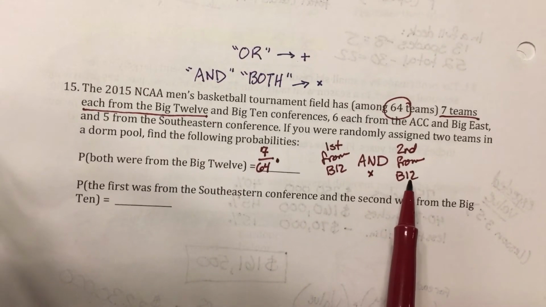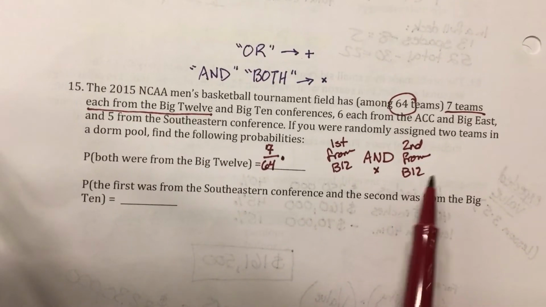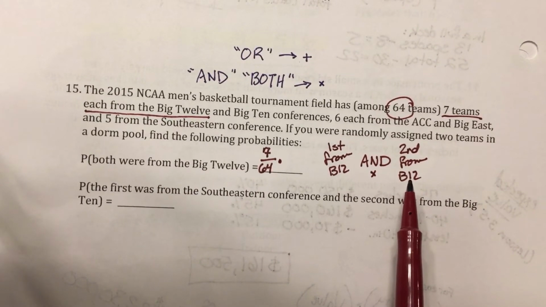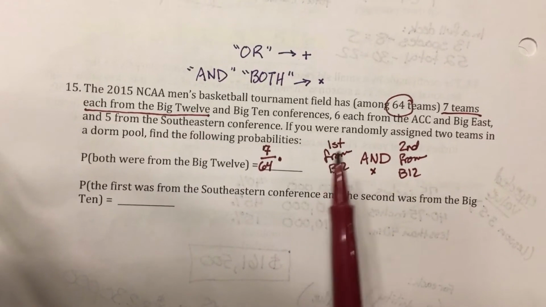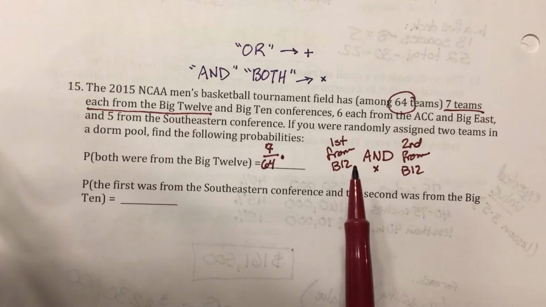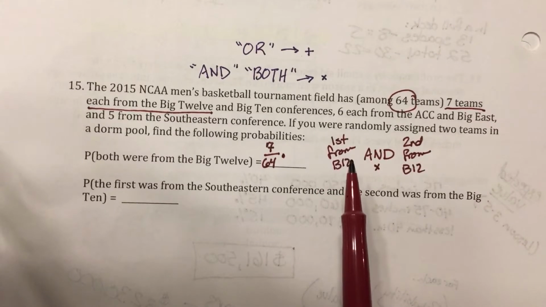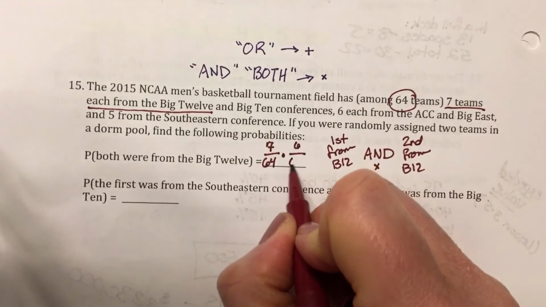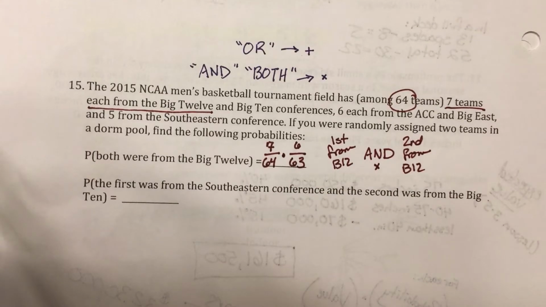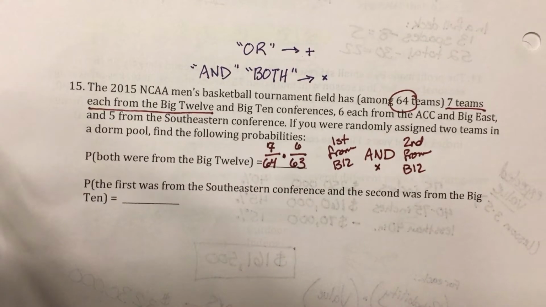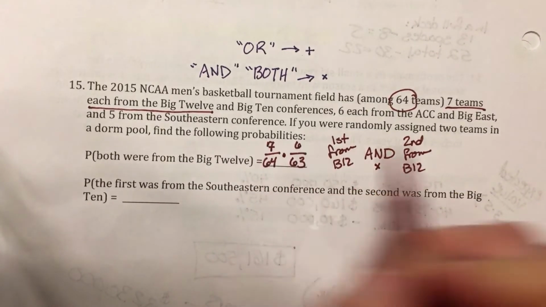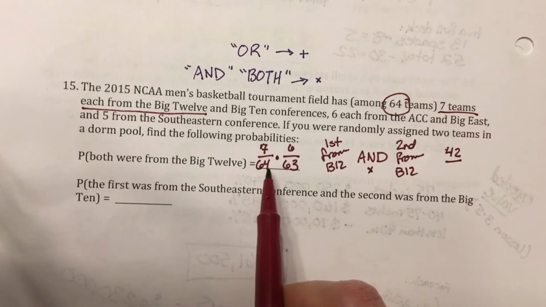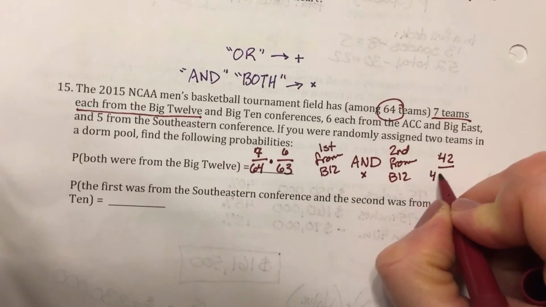Now we want the second one to also be from the Big 12. So I need the probability that a team is from the Big 12 given that the first one I got was already from the Big 12. So if we're assuming that the first one worked, then there are 6 Big 12 teams left out of 63 teams left. So 7 times 6, I'll write it over here, is 42. 64 times 63, it's a big number.